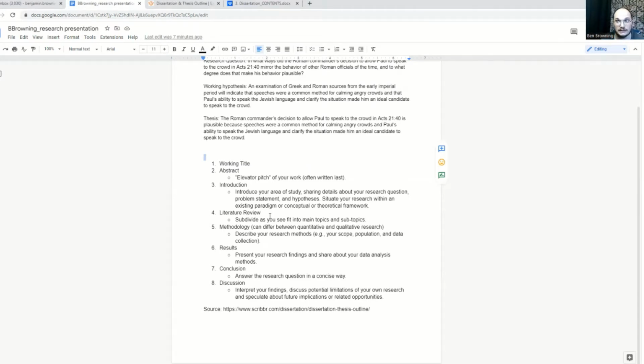So what you're doing in your lit review or your state of research is saying, this is the current state of research, and this is how what I am doing is going to fill that gap. When you're writing this, you're not just saying, this is what everyone else has written on this topic. You're saying, this is what they've written, but here is the gap in their research, and here's how I'm going to fill it.